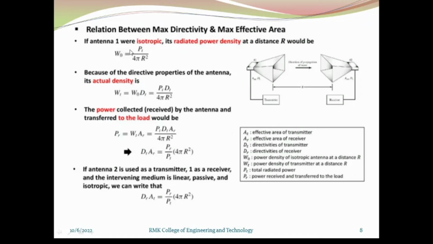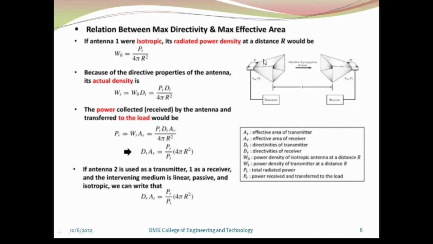So we have to start from this case. Here we have antenna 1 and antenna 2, the transmitter part and the receiver part. The distance is R, and the directivity of the transmitter is dt. The directivity of the receiver is dr, the aperture of the transmitter is at, whereas the aperture of the receiver is ar. So all these terms are given over here, right? W naught is the power density of the isotropic radiator or isotropic antenna, whereas Wt is the power density of the transmitting antenna, and Wr is the power density of the receiving antenna. So from this we have to start.